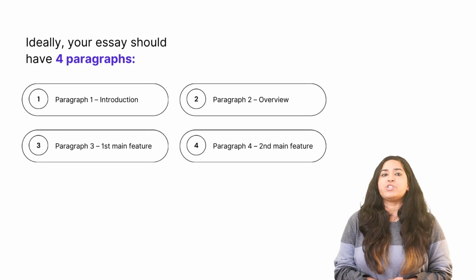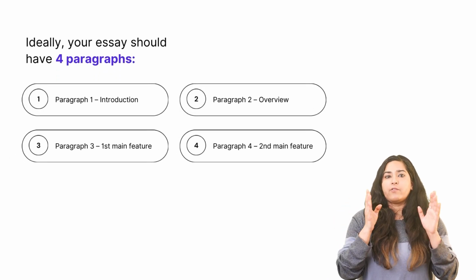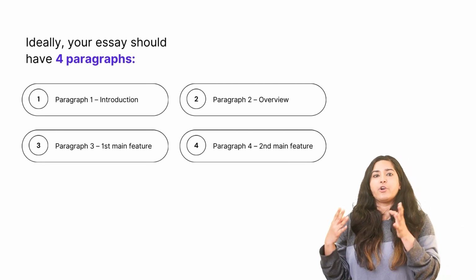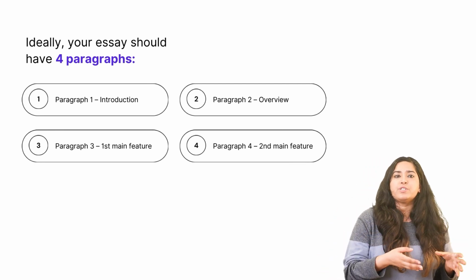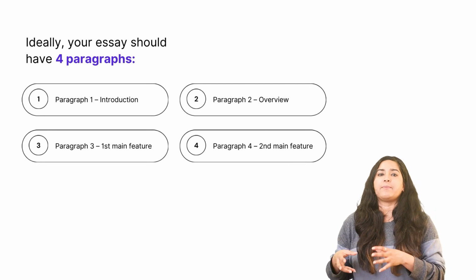Keep this structure in mind as well. Ideally, your essay should have 4 paragraphs, where paragraph 1 is your introduction, paragraph 2 is your overview, paragraph 3 is your first main feature, and paragraph 4 is your second main feature.